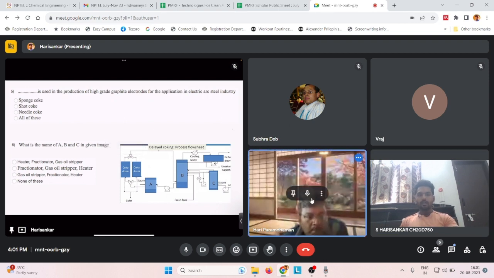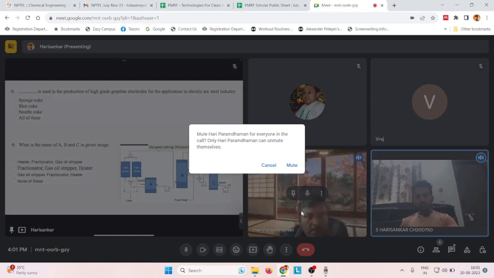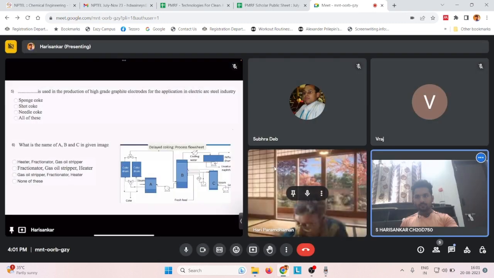Next question: what is used for the production of high grade graphite electrodes in the electric arc steel industry? Needle coke, right? That is needle coke, which is the premium quality coke.